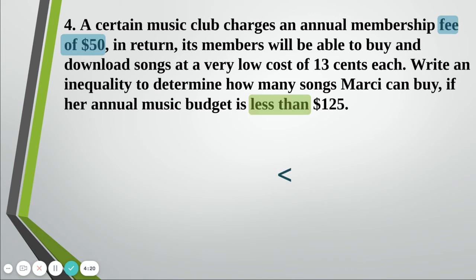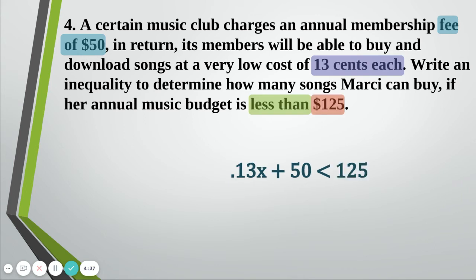I also know that there's a fee of $50. Whenever it's a fee, it's a one-time fee, so I know I'm just adding the $50 one time. Then when it says 13 cents each, I know that that's being multiplied by X, and it has to be less than $125.